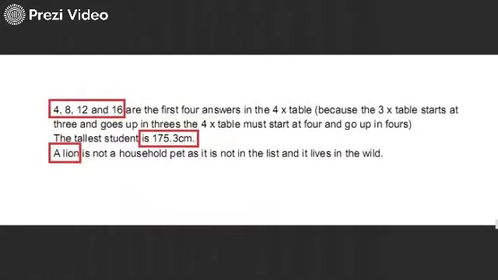So 4, 8, 12, and 16 are the first 4 answers in the 4 times table, because previously, from the information that was given to us, we relate that, and instead we give our own examples. So once we apply our own experience to information, this becomes knowledge. So here, 4, 8, 12, and 16, as we move from the 3 times table, if we go to the 4 times table, these are the first 4 answers in the 4 times table.